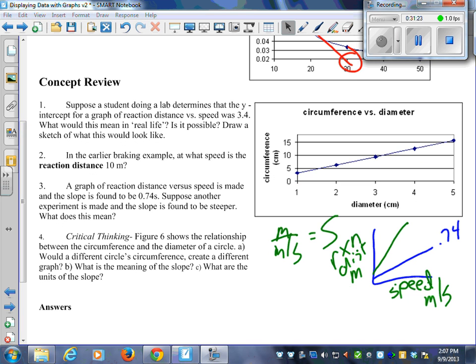All right. So here we have the relationship between the circumference and the diameter of a circle. Would a different circle circumference create a different graph? Now, be brave. Hands up if you think a different circle would give you a different graph. Okay, how many people say no? Different circle, same graph. Oh, half and half.